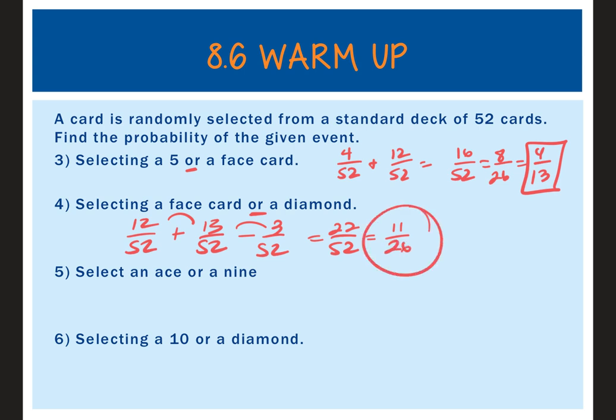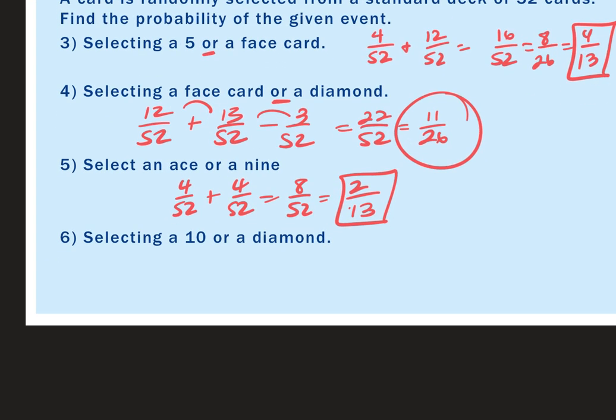Number 5, an ace or a 9. Can it be both an ace and a 9? No. So probability it's an ace, there are 4 aces. Probability that it's a 9, there are 4 9s. So 8 out of 52, which is 2 out of 13. And the last one, a 10 or a diamond. Can it be both a 10 and a diamond? Yes. So probability it's a 10, there are 4 of those. A diamond, there are 13 of those. And a 10 that's a diamond, there is 1. So 17 minus 1 is 16 over 52, which is 4/13.